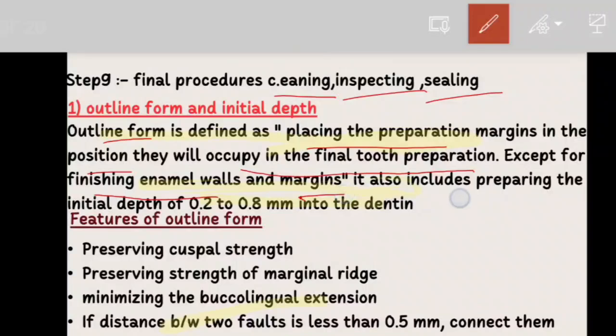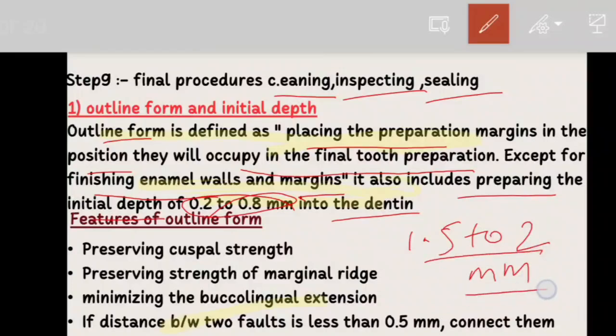So it also includes preparing the initial depth of 0.2 to 0.8 mm into the dentine. So initial depth will be 0.2 to 0.8 mm into the dentine. So total depth may be 1.5 to 2 mm. So it is a total depth. So what are the features of the outline form?